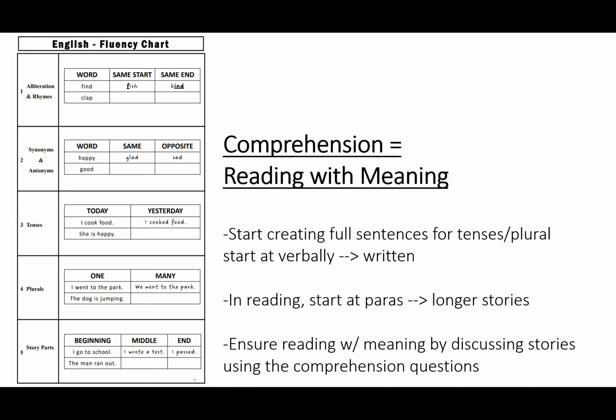And you want to make sure that they build up to be able to write and read stories well by ensuring that they're using the tenses and the plurals in full sentences. Again, starting with doing it verbally. I cooked food, I cooked food. She is happy, she was happy. They come up with their own as well. And you want them to verbally come up with the right sentences in the right tenses. Same with plurals. In reading, you want to go from paras to longer and longer stories using your storybooks.